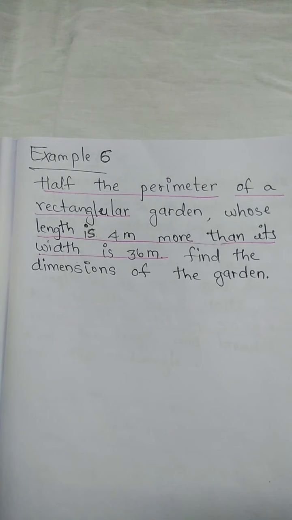Come to example 6. The question is: half the perimeter of a rectangular garden, whose length is 4 meters more than the width, is 36 meters. Find the dimensions of the garden. Dimensions means length and breadth. So here what is given? It is given that half of the perimeter is 36.